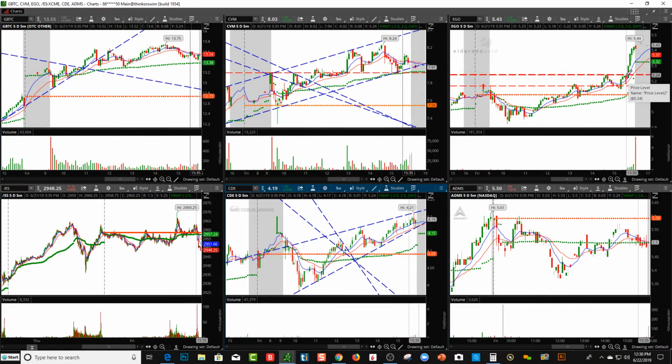EGO, that's a gold one. That one was really nice at the very end of the day. Adams was a dud. And CDE was just kind of a super slow grinder.